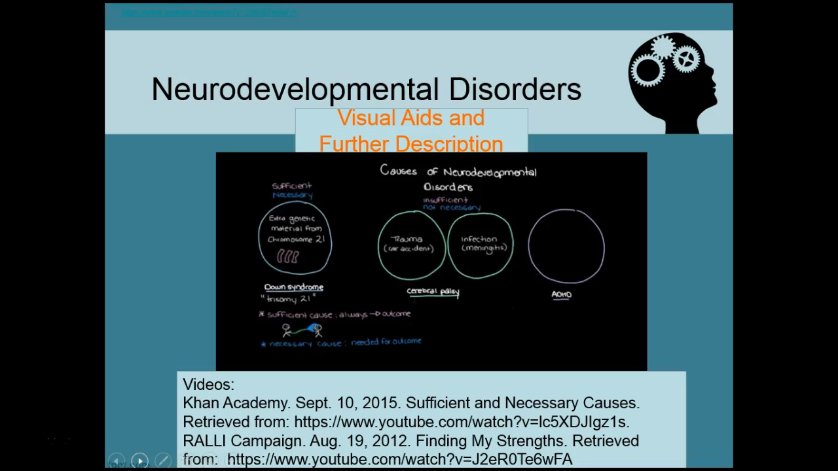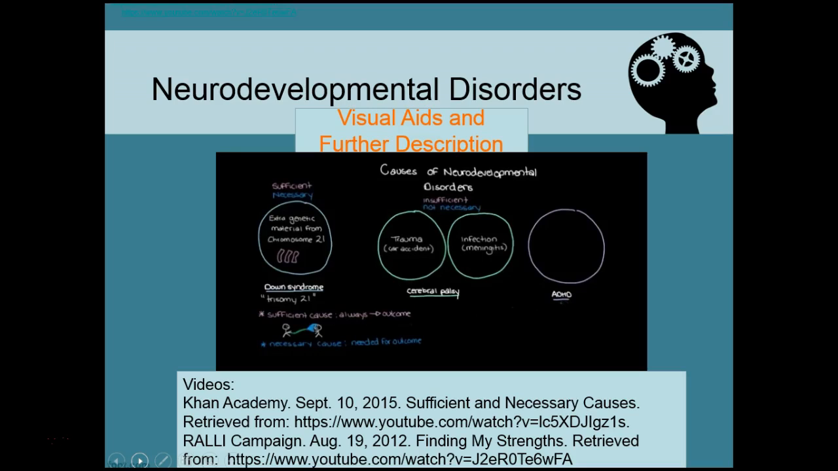And it's the same kind of idea for these different causes of cerebral palsy here. For both of these people, these events for them have caused cerebral palsy. But remember that there are lots of potential causes of cerebral palsy. So infection or trauma are not necessary causes of cerebral palsy. So let's look at ADHD.